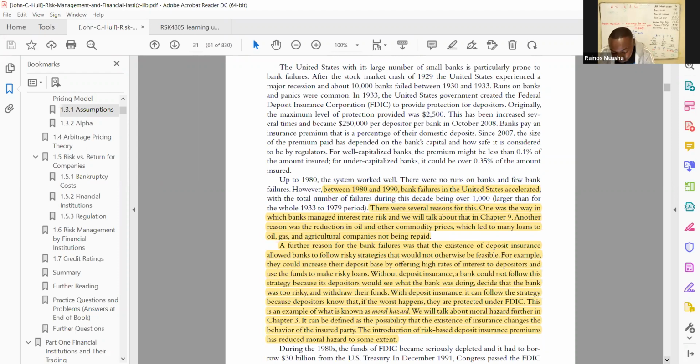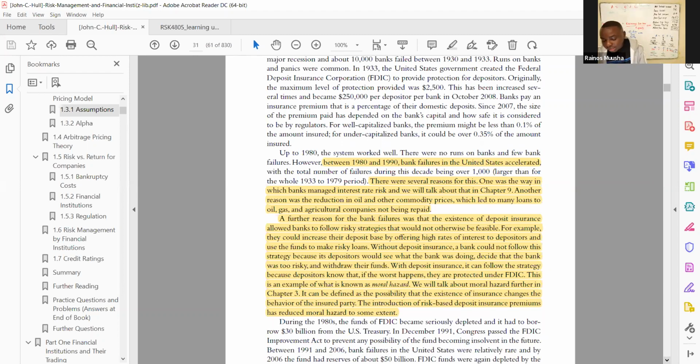Here they say between 1980 and 1990, bank failures in the US accelerated. They say there were several reasons for this. One was the way in which banks managed interest rate risk, and we'll talk about it in chapter 9. Another reason was the reduction in oil and other commodity prices, which led to many loans to oil, gas, and agricultural companies not being repaid. A further reason was that the existence of deposit insurance allowed banks to follow risky strategies that would not otherwise be feasible.